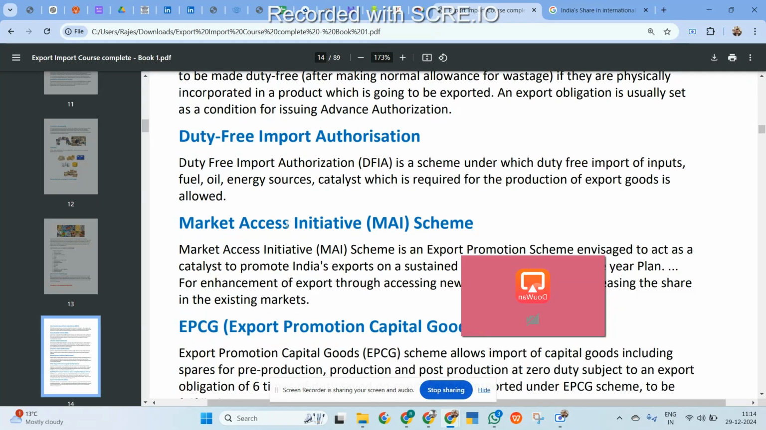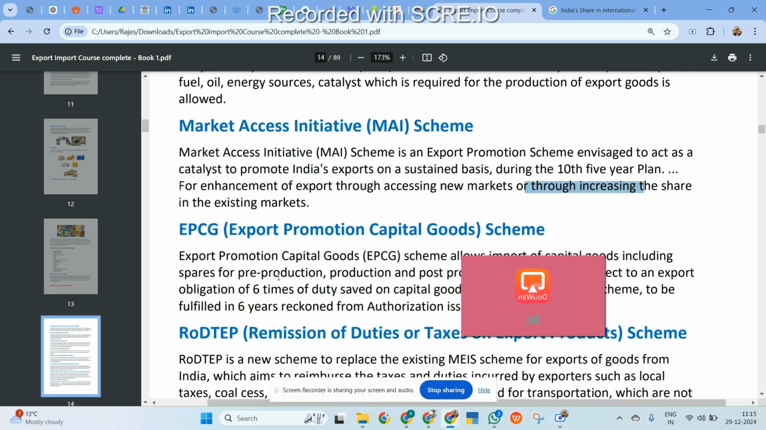Market Access Initiative Scheme: yes, to participate in any exhibition, this scheme will help you. The Export Promotion Scheme is envisaged to act as a catalyst to promote the Indian exporter on a sustained basis during the 10th five-year plan, for enhancing export through accessing markets and through increasing the sales in existing markets.